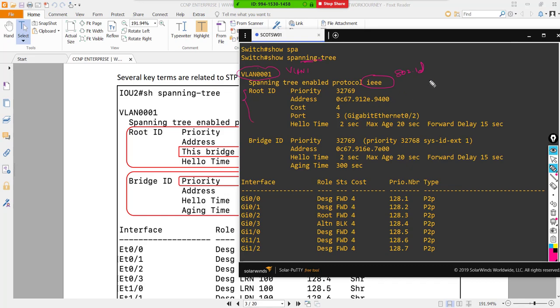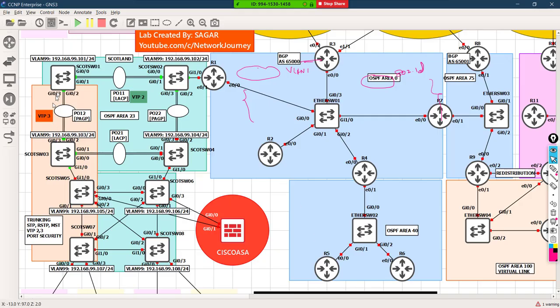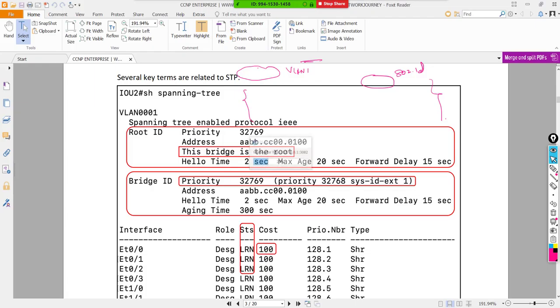Root ID is nothing but, in this network diagram, I have 3 switches, 1, 2, and 3. Forget the others because I have not powered them on. Until I power them on, they are not contributing to any STP. They are down as of now. So at this moment, only these 3, the green ones, are powered on.